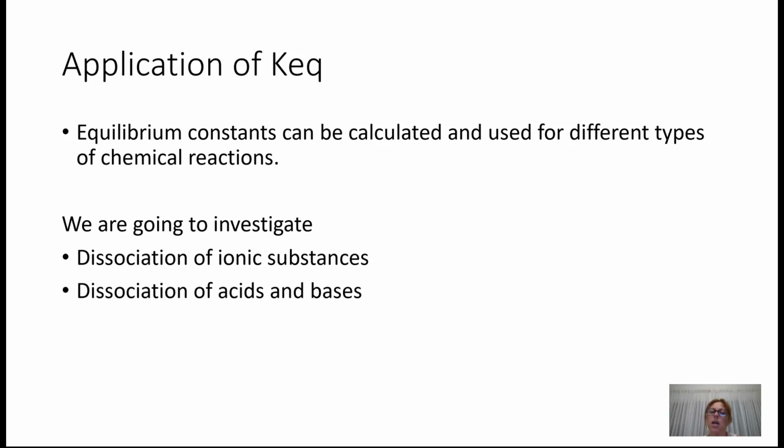So we're going to investigate today the dissociation of the ionic substances and also the dissociation of acids and bases. Now the reason we're only going to touch on those is that the dissociation of ionic substances is going to be covered in more depth in inquiry question 4 of this module, and the dissociation of acids and bases is going to be covered in significant depth in our acids and bases, which is module number 6.